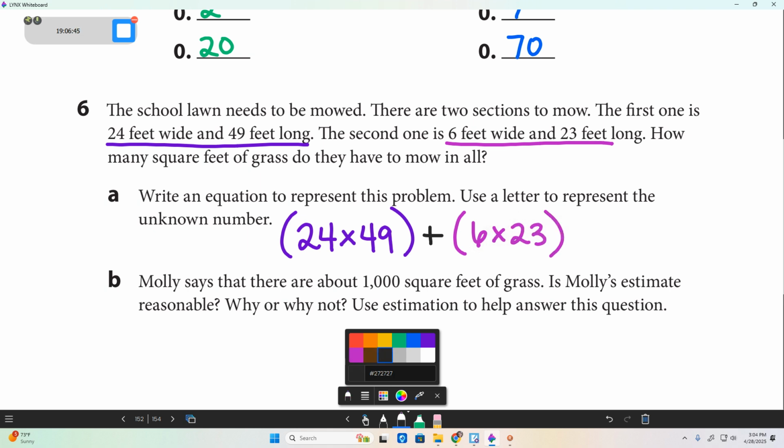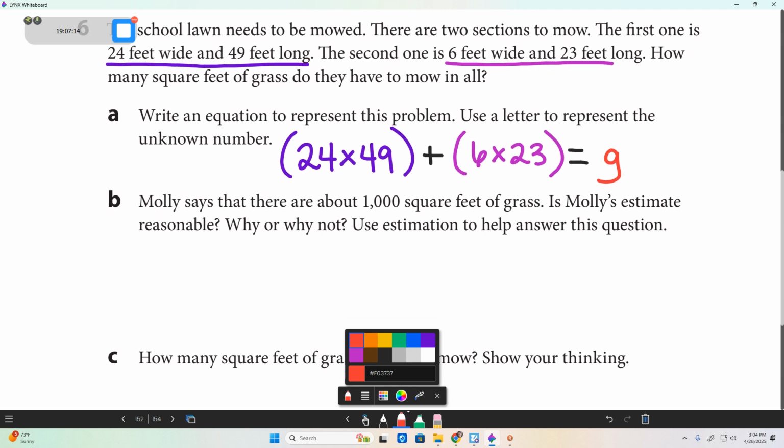And then it says to use a letter to represent the unknown number. A letter is a variable, and it's good to use variables when you can, just to get more comfortable with them. So for how many square feet of grass, you could use G for grass, M for mow. It doesn't matter which variable you use, but I usually try to choose one that matches the story because that seems to make more sense to the kids. All right, so letter A didn't say figure out the answer, it just said write an equation. So I'm good on letter A.